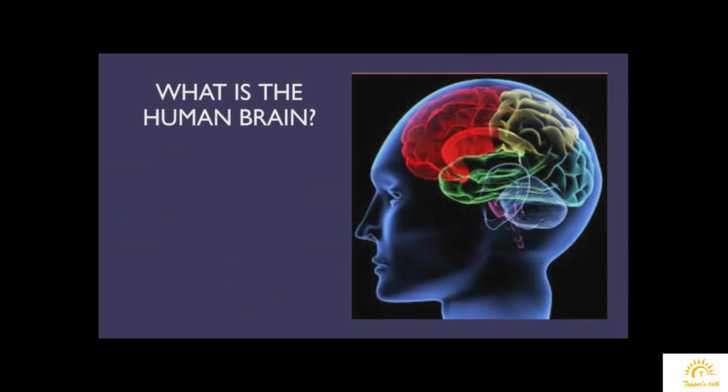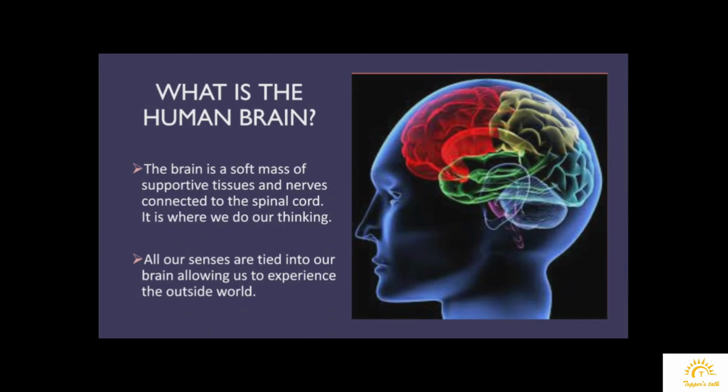First of all, what is the human brain? The brain is a soft mass of supportive tissues and nerves connected to the spinal cord. It's where we do our thinking. Some of the nerves in the brain go right to the eyes, ears, and other parts of the head. Other nerves connect the brain with other parts of the body through the spinal cord to control personality, senses, and body functions from breathing to walking. All our senses are tied into our brain, allowing us to experience the outside world.